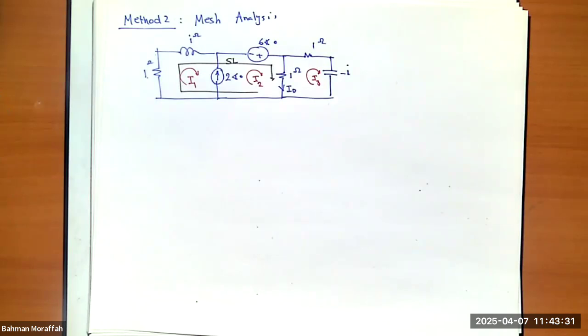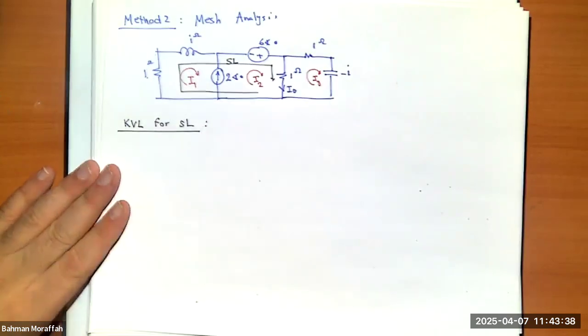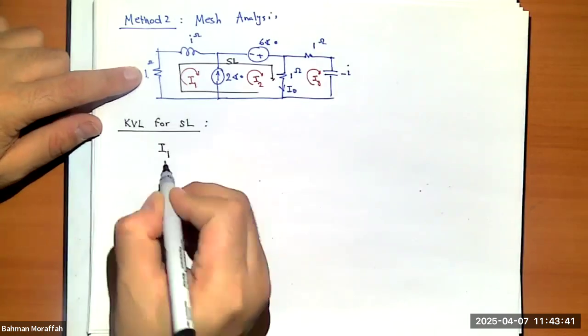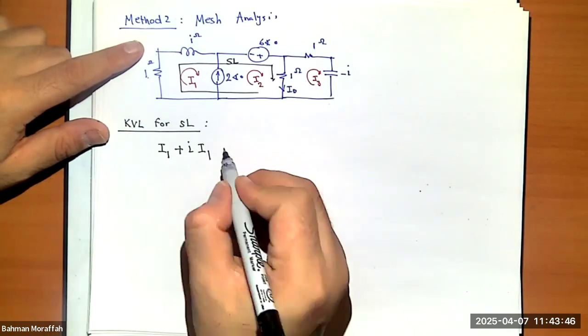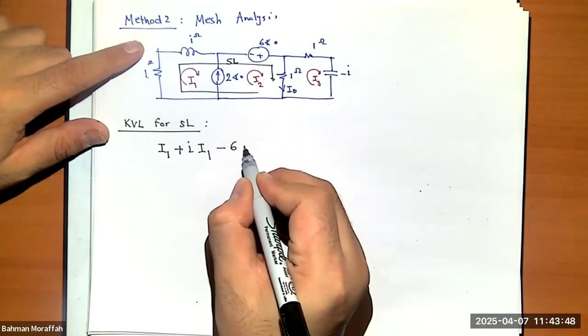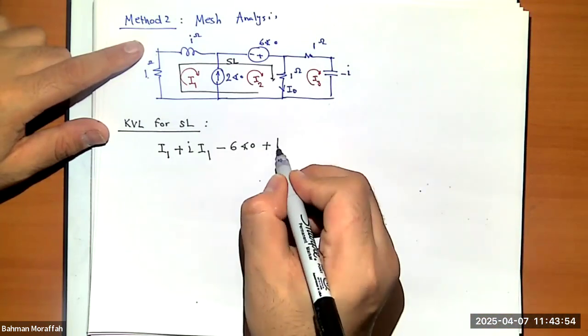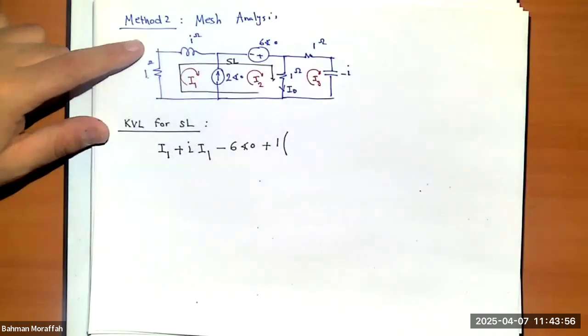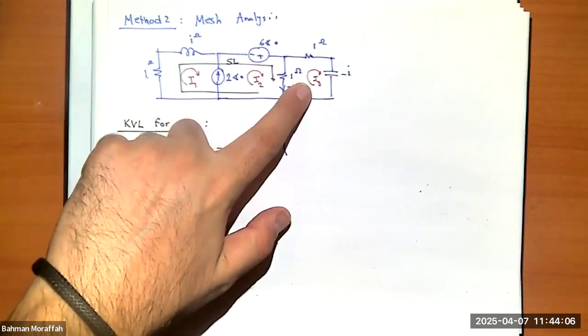Now I can write the KVL. So writing KVL for the super loop, what do I have? I have 1 times I1 plus I times I1 minus 6 with phase 0 plus 1 ohm times this current. What is the current through this 1 ohm? It is I2 minus I3, right?